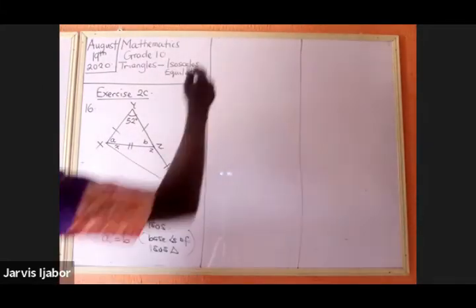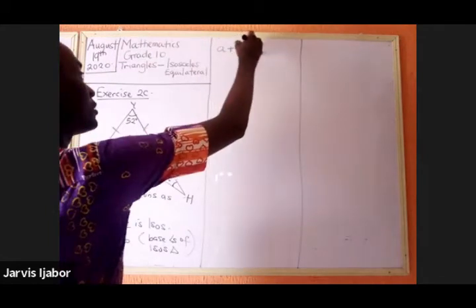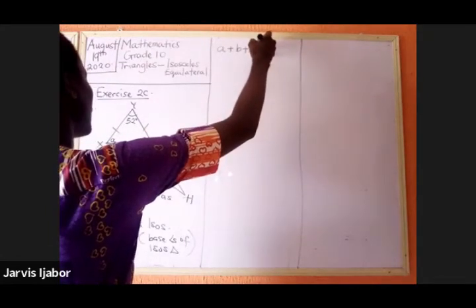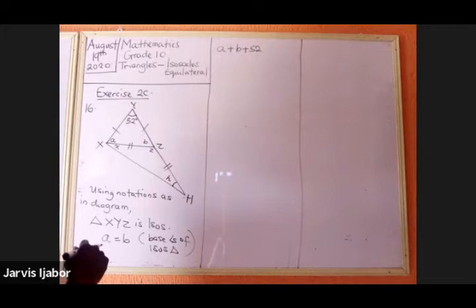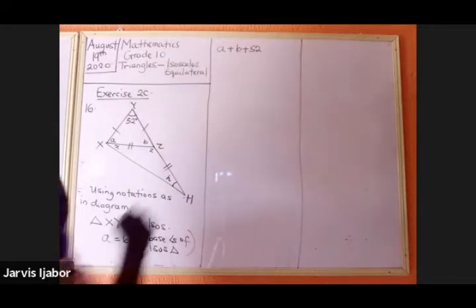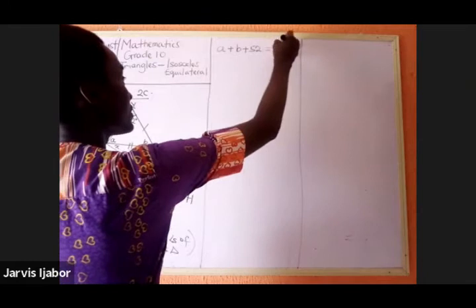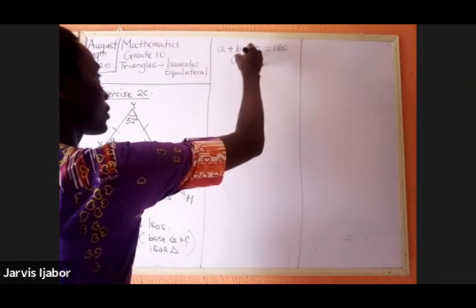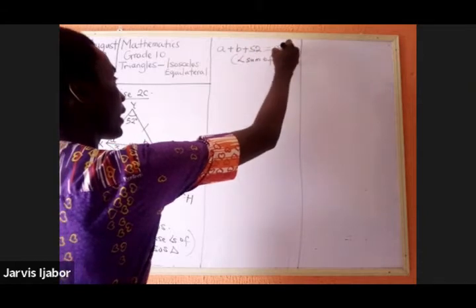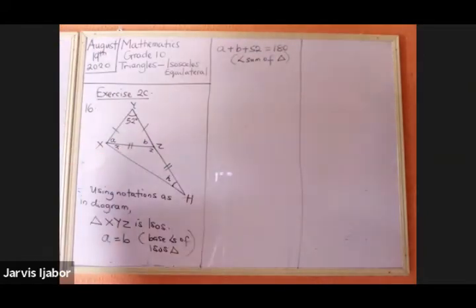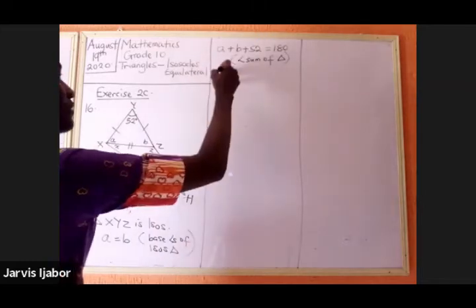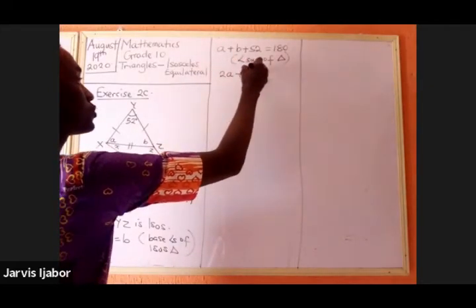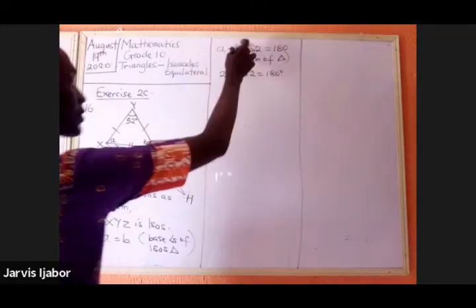So with that settled, we know that a plus b plus 52 will be equal to 180 degrees. What's the reason for that? Angle sum of triangle. The angle sum of triangle is what will give us that. The next thing we'll have is that since a is equal to b, 2a plus 52 will be equal to 180 degrees, because a is equal to b. We already said that here.